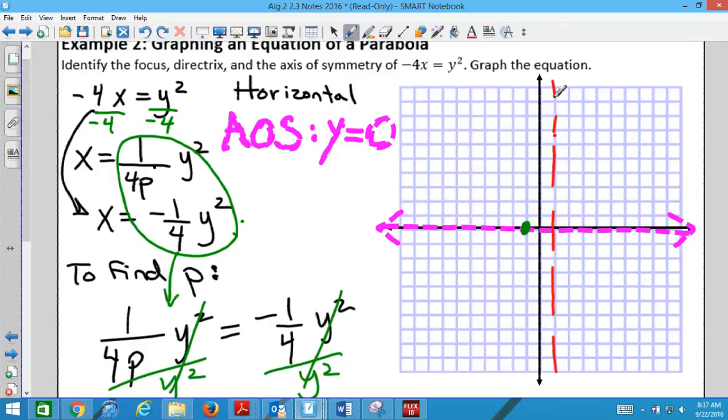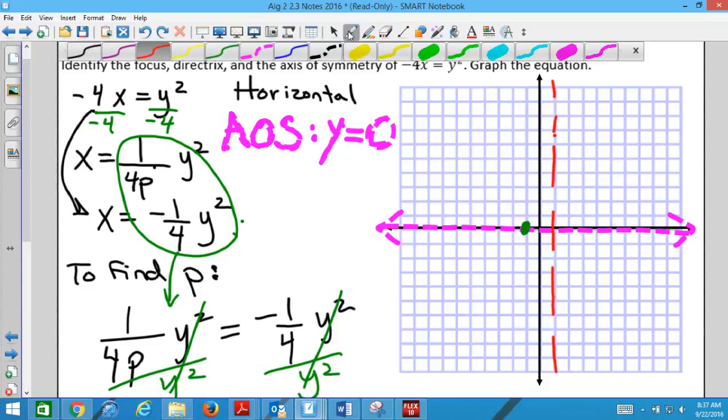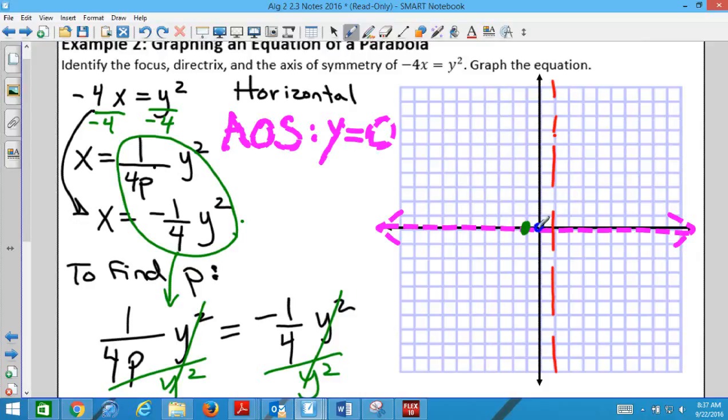Something I didn't talk about yet, because it's in the directions, but in that chart, where is our vertex for all of these that we're doing? Where's our vertex? (0, 0). Let's put our vertex in there too. Can you tell which direction this is going to open? Yes. The parabola is kind of swallowing the focus. Which way is the parabola going to open? To the left.